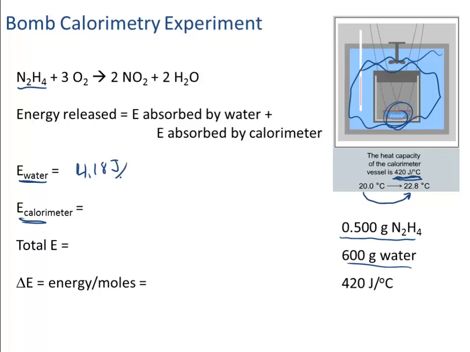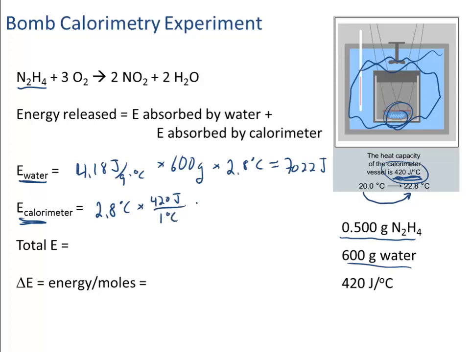So the joules associated with the water will be 4.18 joules per gram degree, that's the specific heat for water, times 600 grams, that's our mass of water, times the temperature change, which is 2.8 degrees Celsius. And so the energy associated with the water is 7,022 joules. The calorimeter takes 420 joules for each degree to go up. So it's 2.8 degrees Celsius times 420 joules per 1 degree Celsius.